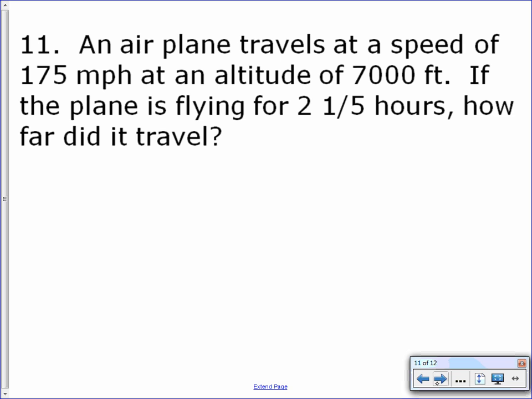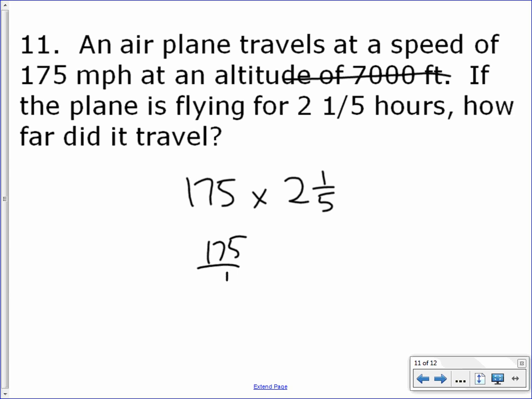An airplane travels at a speed of 170 miles an hour at an altitude of 7,000 feet. If the plane is flying for 2 1/5 hours, how far did it travel? All right, this is another one where they throw in altitude to mess you up. 175 miles for 2 1/5 hours. I'm going to change these to fractions. 175 over 1 times 11 over 5.